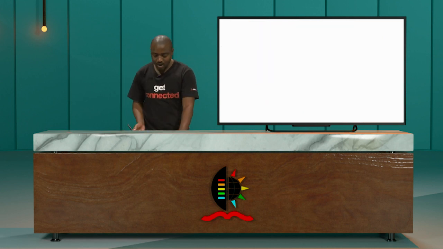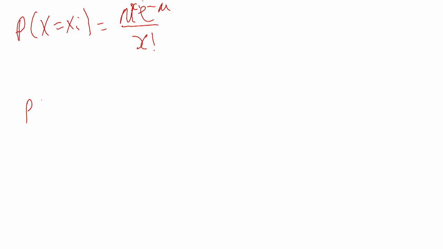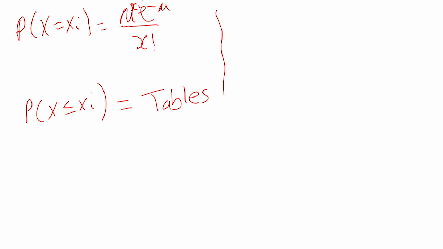Okay. So again, what is the PDF under Poisson distribution? P of xi is mu to the power xi over xi factorial, times e to the minus mu, right? So when do you use the PDF? If you're being asked to find the probability of equality. Again, if you're being asked to find the probability of inequality and you're dealing with Poisson distribution, use tables.